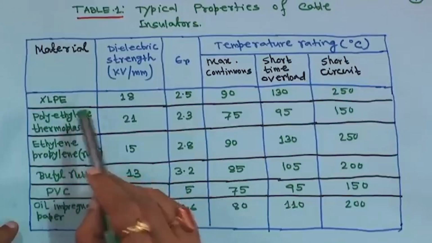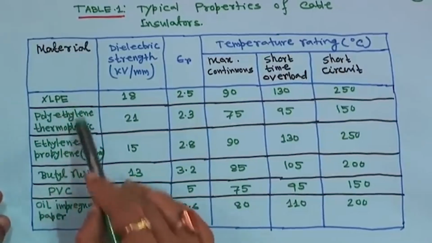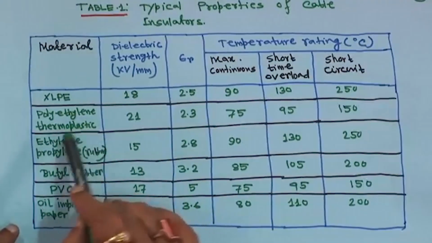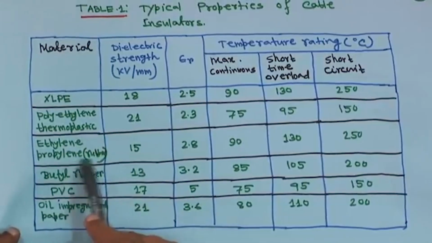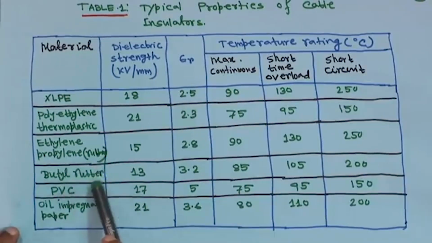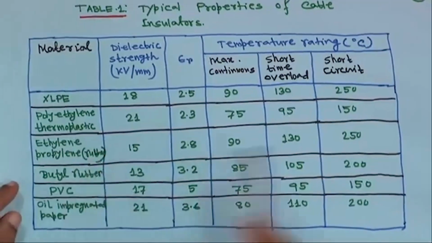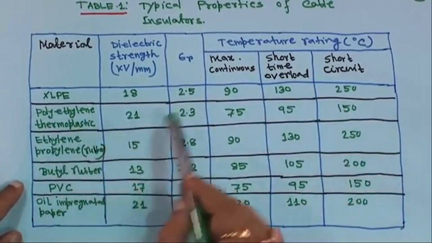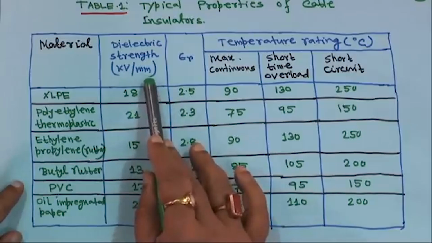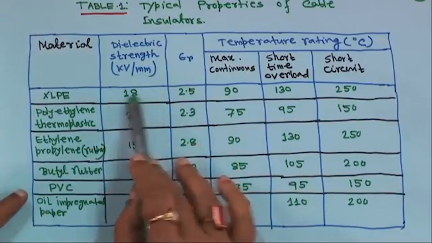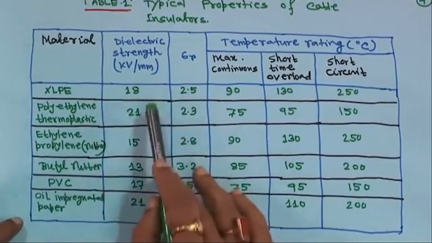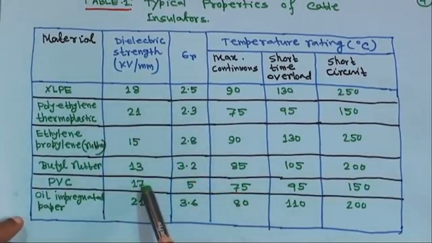Typical properties of cables: the materials are XLP cable, polyethylene thermoplastic, ethylene propylene rubber, butyl rubber, PVC, and oil impregnated paper. These are the different types of insulation. The dielectric strength is given in kilovolt per millimeter. XLP is 18, and it is used mostly in many places. Then the others are 21, 15, 13, 20, 17 and 21.